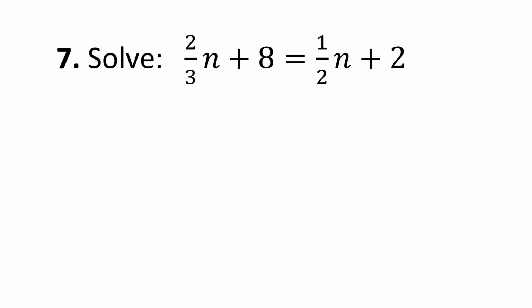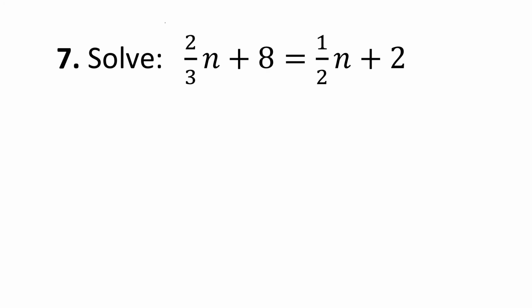Number 7, you guys need to solve, and notice that we do have fractions, no parentheses, but it's a lot easier to solve when we get rid of the fractions. So looking at the fractions, I need to find the lowest common denominator. And then I'm going to multiply by that lowest common denominator, and that's going to help me get rid of the fractions. So I have a 3 here and a 2. So the lowest common denominator is 6, because 3 goes into 6 and 2 goes into 6.